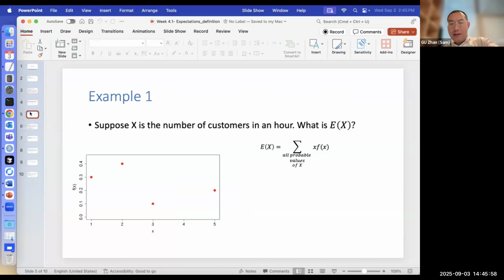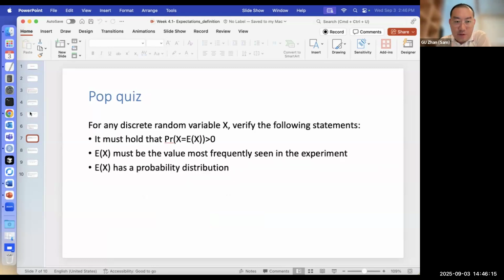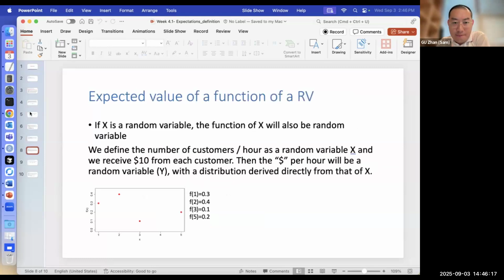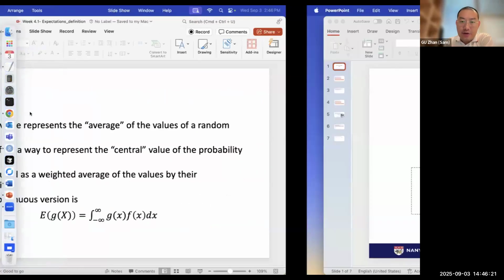Then there are a few other examples. For example 2, the probability is different for the different amounts, $5, $10, $50, and you can calculate accordingly. Refer to the video. So this is expectation.